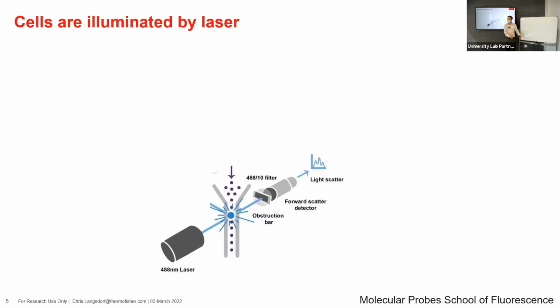It gives you an idea of how large that basketball is. It's kind of the same idea. So forward scatter is roughly the shadow or the size of your cells.